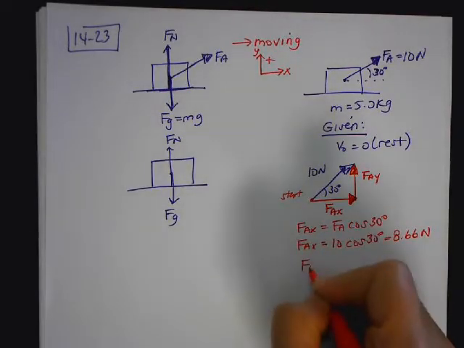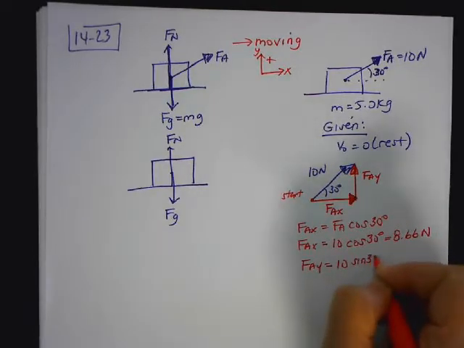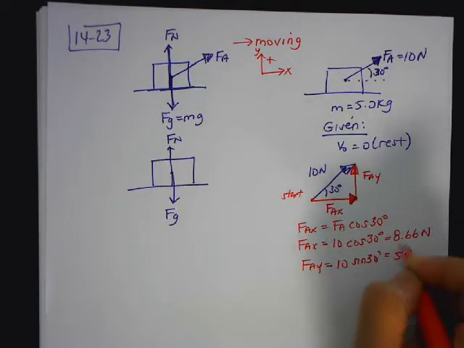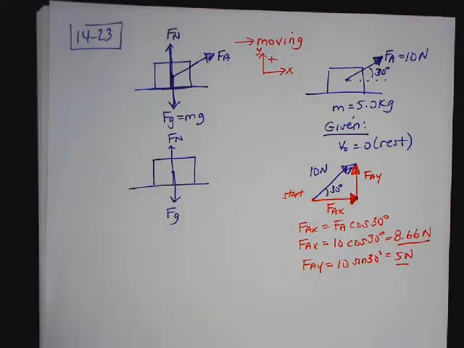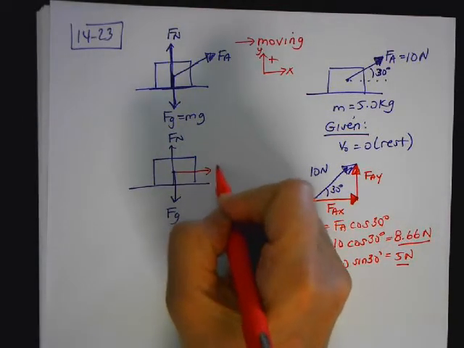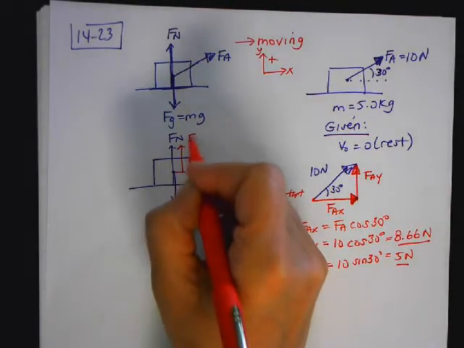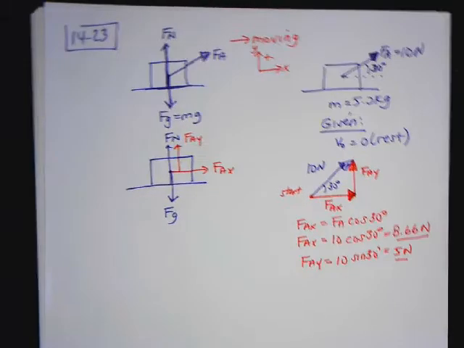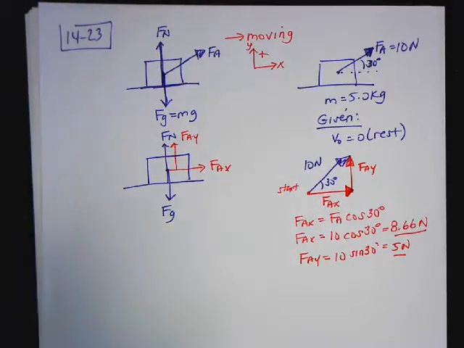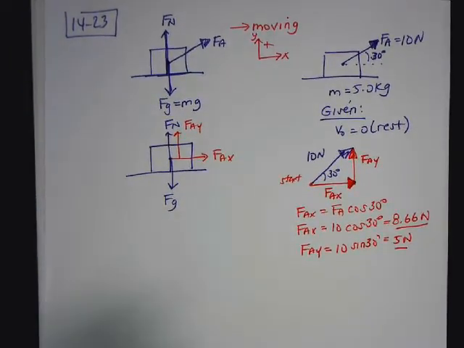FAY is equal to 10 sine of 30, and this comes out to be 5 newtons. So now on this diagram, instead of FA acting at an angle, I'm going to have FAX and FAY. I just drew the FAY to the side like this. Once I do this, I'm home free.